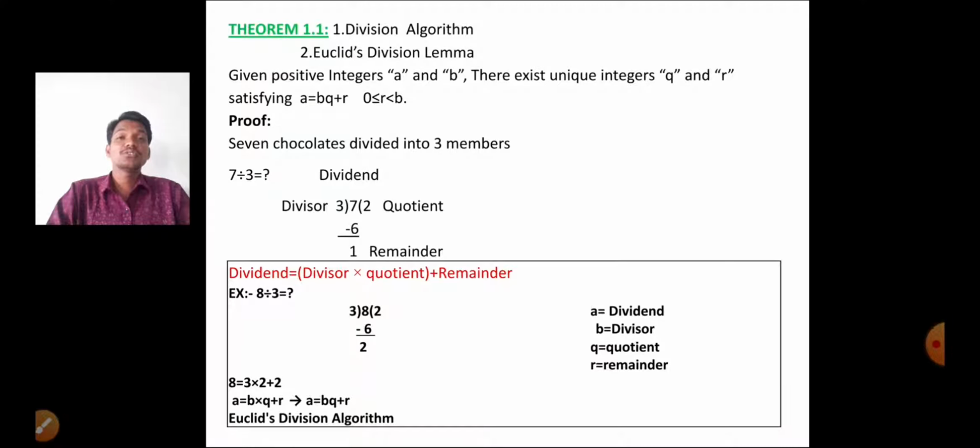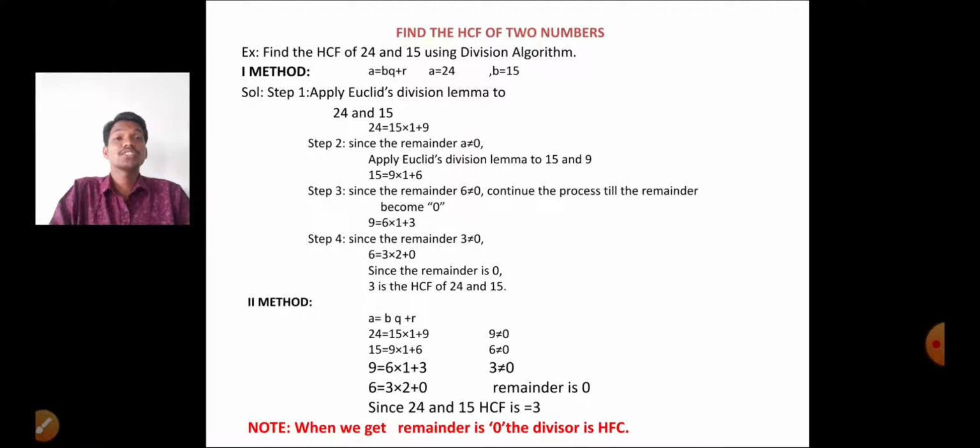Find the HCF of two numbers. Example: find the HCF of 24 and 15 using the division algorithm. I have given two methods. The first method has a brief explanation of the solution, and for the second method I have given only steps. First, to find the HCF of 24 and 15, we take the bigger number as the dividend and the smaller number as the divisor. Means a equals 24, b equals 15.